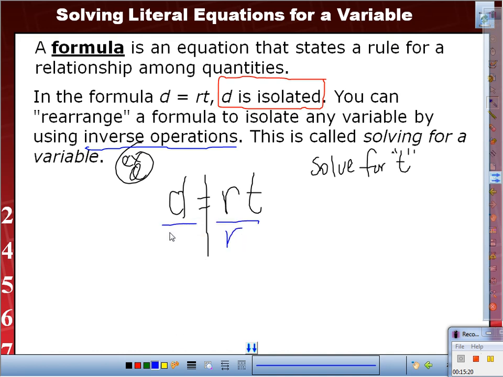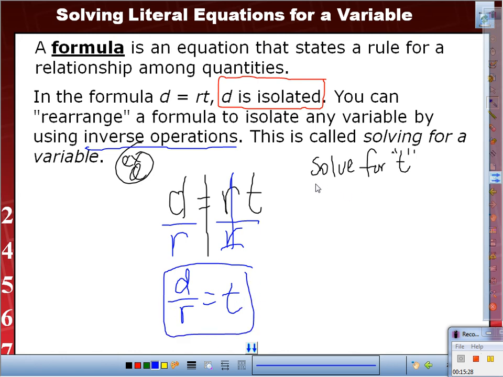Divide by R on both sides. Whatever we do to one side, we do to the other. So we're left with d over r equals t. Is t isolated? Yes. Did we solve for t? Yes. Copy that. That's example Q. And this is called a what? A literal equation because it has two or more variables. You don't have to copy all the rest on top, just example Q.